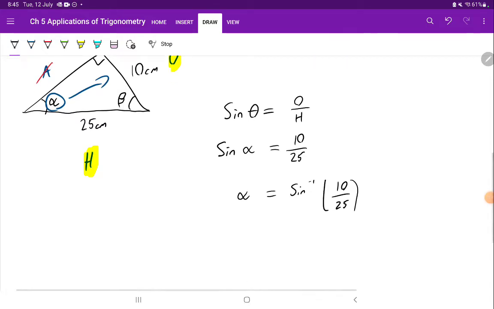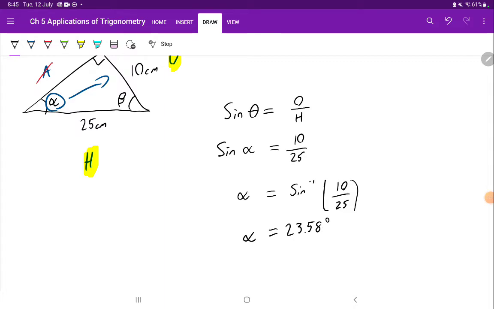Whatever was on the other side is gobbled up by the sine -1. Now we just need to type this in our calculator. Just make sure you're using the inverse sine function. And we get our answer: 23.578, which I'm going to round to 23.58. But what units? Well, it's an angle, so I'm going to put the degrees symbol.